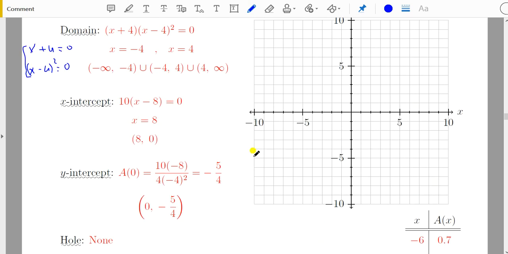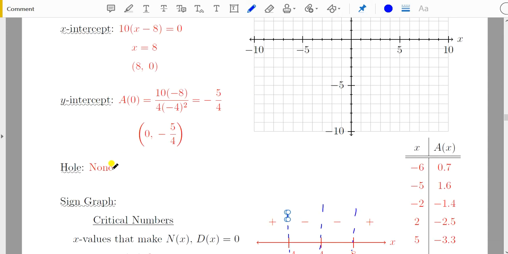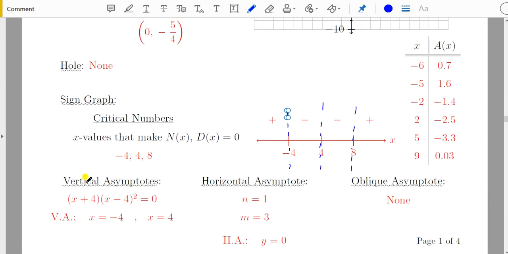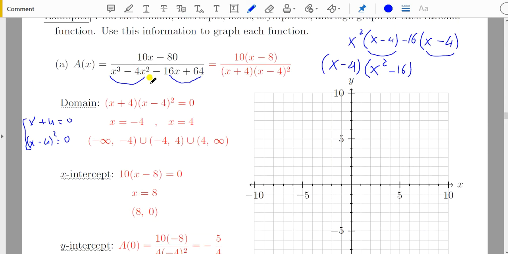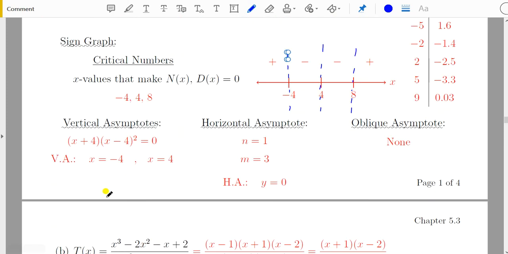Now after we get the domain, the x-intercept, the y-intercept, the hole, and the sign, it's time for the vertical asymptotes and the horizontal or oblique, or slant, asymptotes. For the vertical asymptotes, to find them, we set the denominator to become 0 and we solve for x. The denominator in this case is this one, which we already solved for when it's equal to 0. So x equals minus 4 and 4. Just write it down here again.